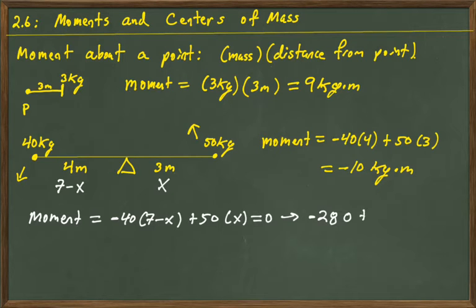Okay, so negative 280 plus 90x is equal to 0, so x is equal to 28 over 9. So just slightly under 3. So we're just going to move it a little bit. 1/9 of a, what are we doing, meters? Yeah, we're doing meters. So 1/9 of a meter to the right, and that would balance this.